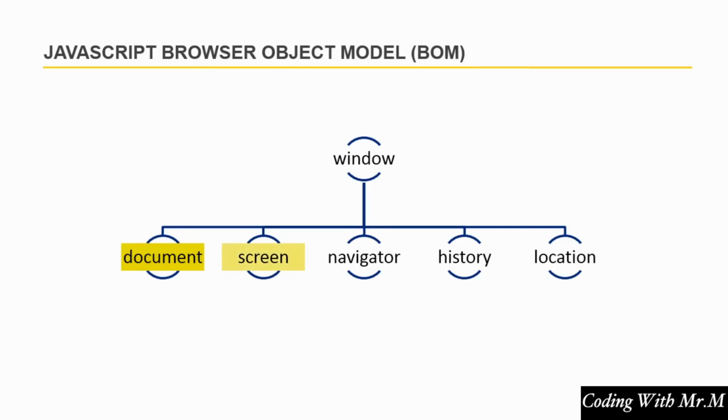The screen object contains information about the display capabilities of the client. The navigator object holds information about the browser. The history object contains the history of pages visited by the user. The location object contains details on the current page's location. In the next video, I will start discussing the window object in detail and will continue discussing each of its children objects individually.